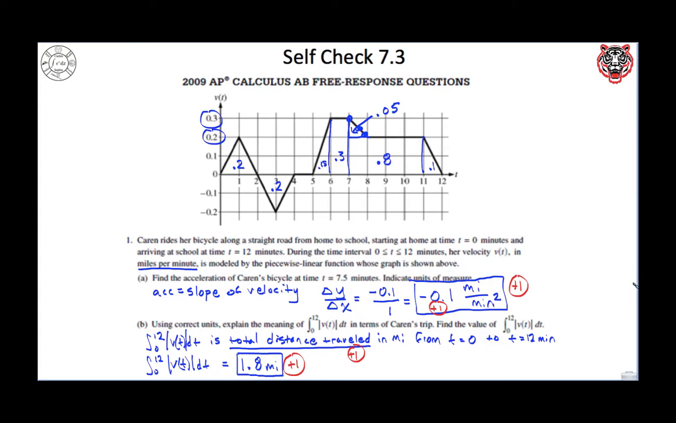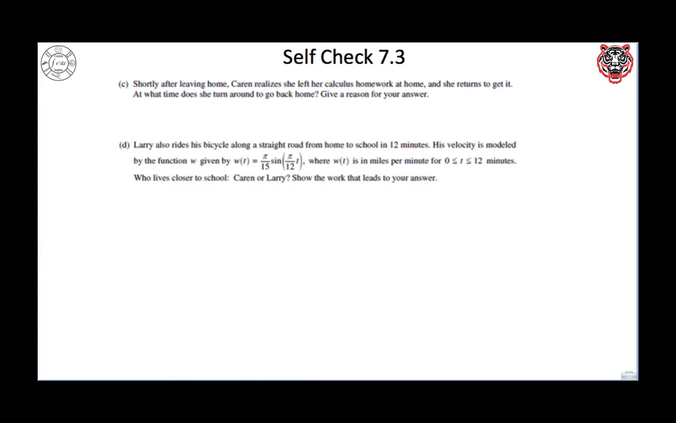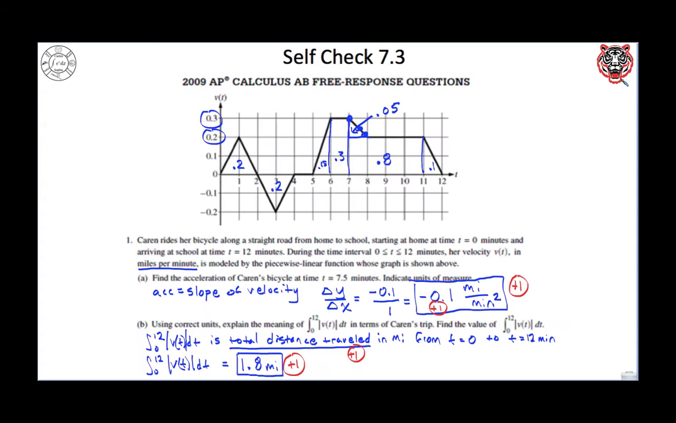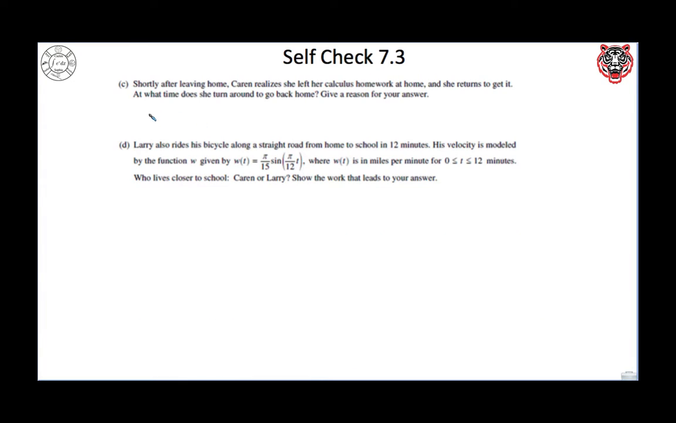All right, on to part C. Shortly after leaving home, she turned around to get it. At what time does she turn around to go back home? We can see that it is at this point right here because it is a change in velocity sign. So at t equals 2 minutes, or just t equals 2, that's fine too. Units aren't super important in this one. The reason is that it's a velocity sign change.